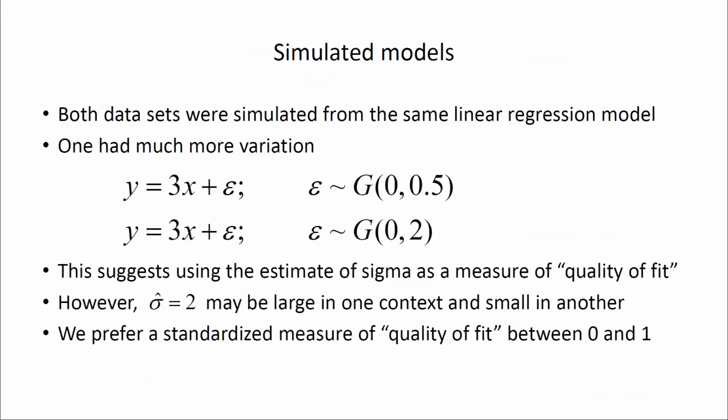But the problem with using sigma as a measure of quality of fit is that 2 may be large in one context and small in another. And we prefer instead a more standardized measure of quality of fit that fits between 0 and 1, so that we can say with 1 it's a great fit and with 0 it's not a good fit. All right, that's it for this motivation.